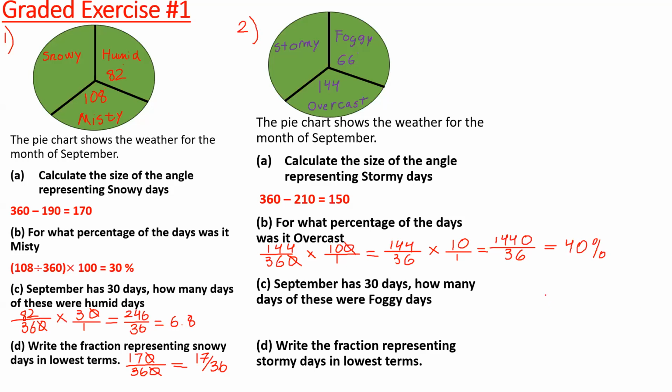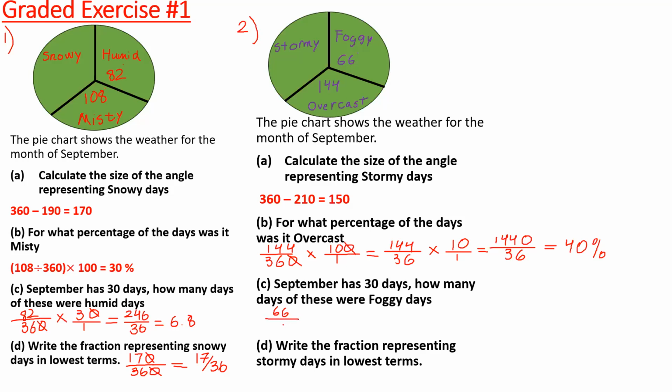Let me ask Amaranik, help me with this one. How did we get the answer for C? You do 66 over 360 times 30 over 1. You cross out the 0 from 30 and the 0 from 360. We say 66, because that's the amount of degrees for foggy, right?